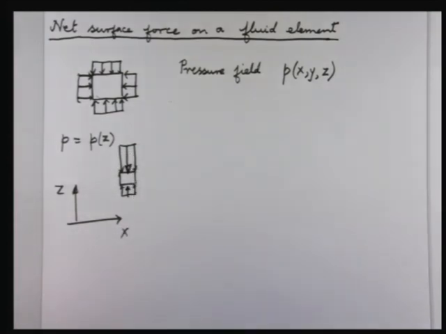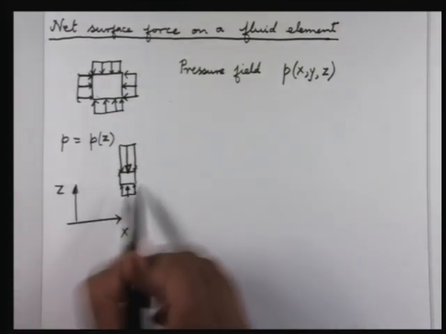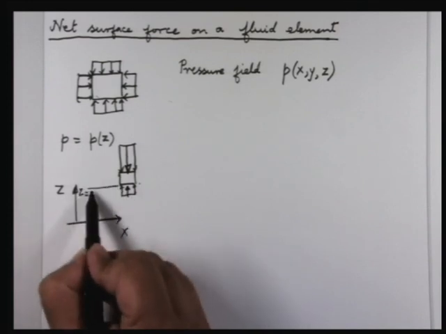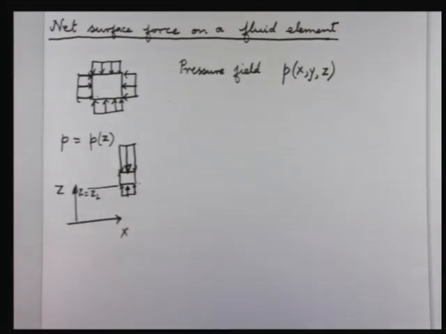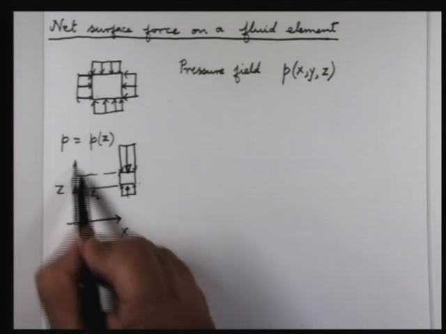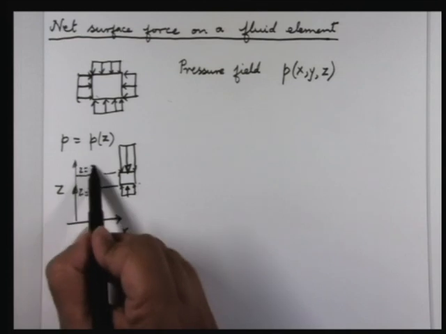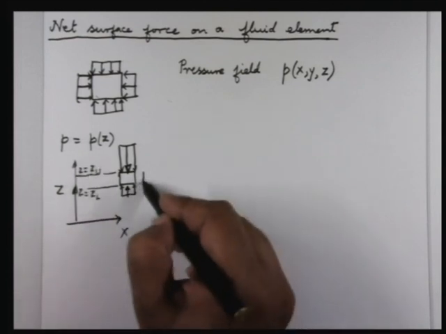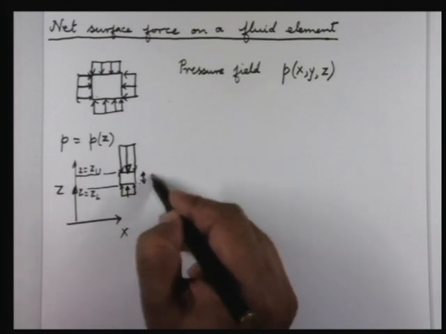Now if I say this face, the value of z is say z equal to z lower, and the value of z here is z equal to z upper, let us say. And let us say this length is delta z.